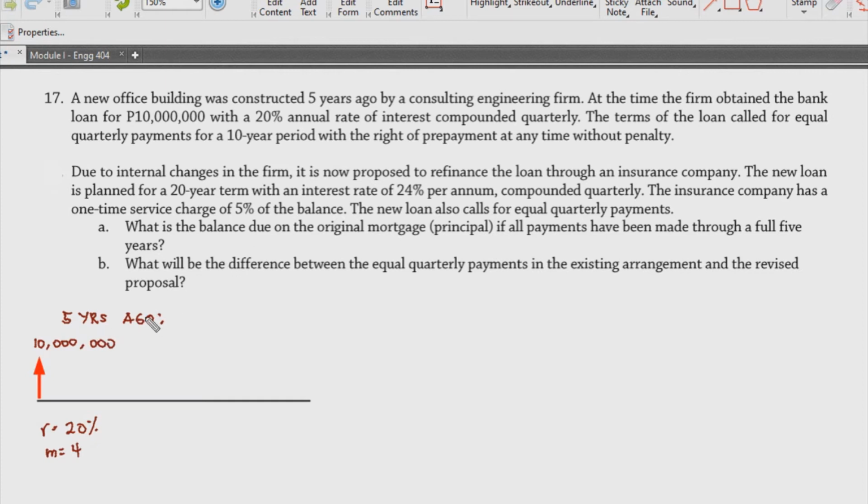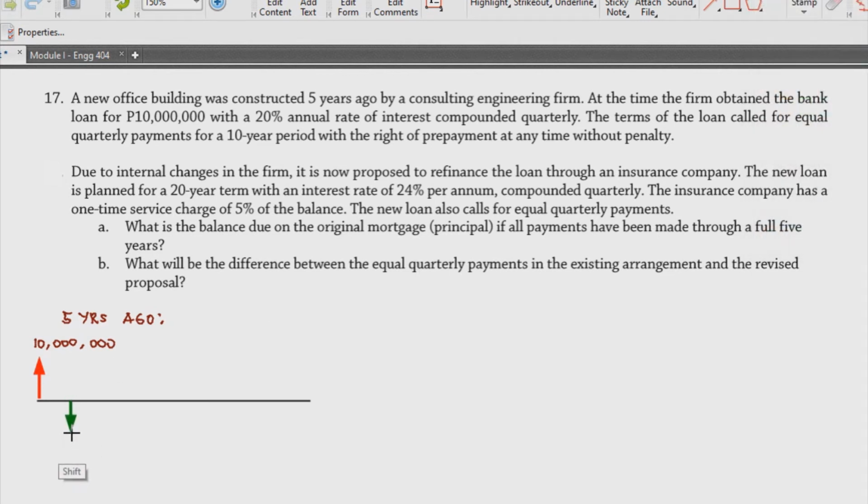So we have 40 payments, because if it's quarterly, we do this every 3 months. So we can have, supposedly, some payments around here. I'll be deleting this just to show you what our payments could be in this process of paying.